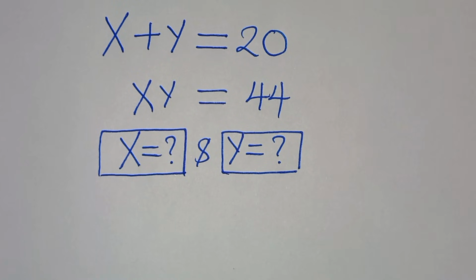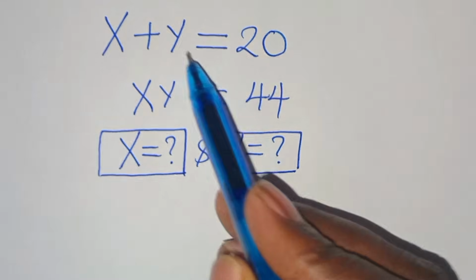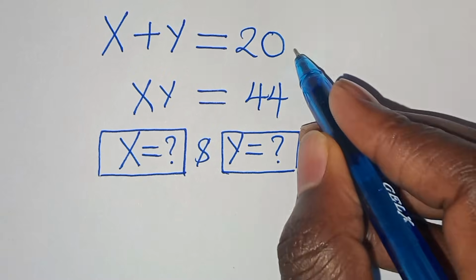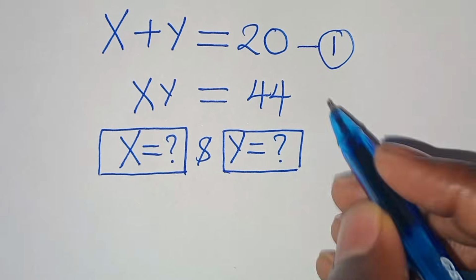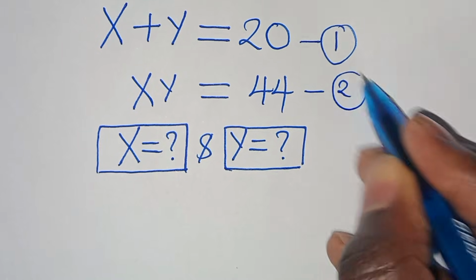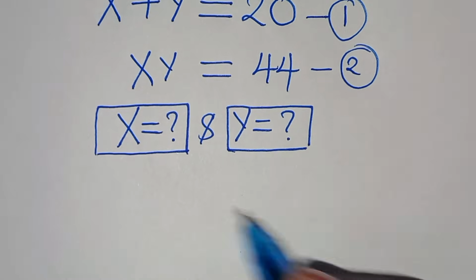Everyone, you're welcome to solve this nice algebra problem, which is x plus y equal to 20. Let's call this equation 1. x times y is equal to 44. Let's call this equation 2. So what is the value of x and what is the value of y?